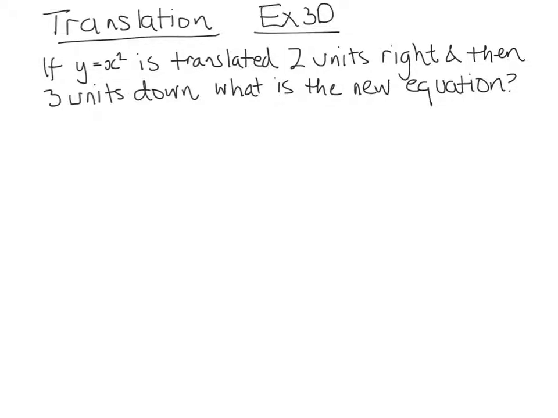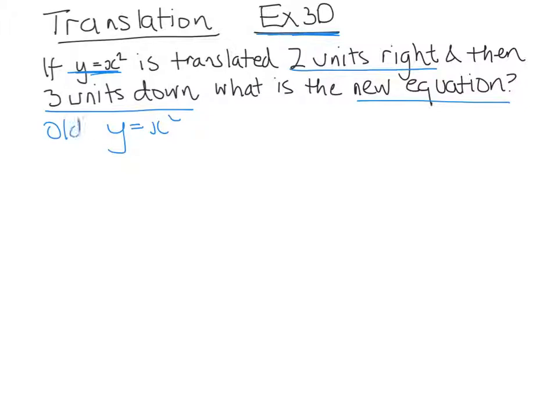Okay, this is another tutorial that I'm doing on translation for mainly exercise 3D, but I guess the whole of chapter 3. Now, we have an ordinary parabola here, y equals x squared, and it's translated 2 units to the right, and then it's translated 3 units down. What is its new equation?